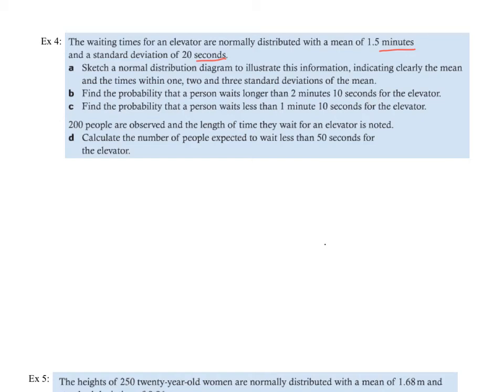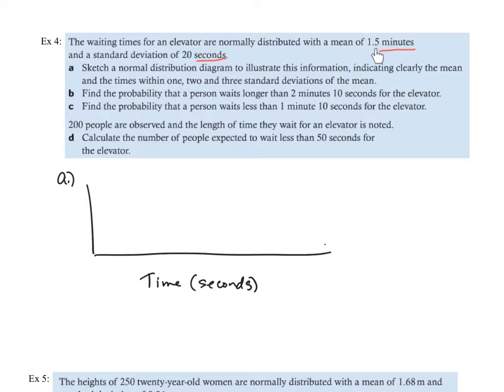So to get that bell-shaped curve, here's how we might want to go about drawing this diagram. So this is letter A. I'm going to go ahead and label my horizontal axis. We're going to measure time on that horizontal axis. And let's go ahead and convert everything to seconds. I think that's going to make it a little bit easier. So if we go back to the information given, the mean was 1.5 minutes. That's a total of 90 seconds. So 90 seconds is our mean.